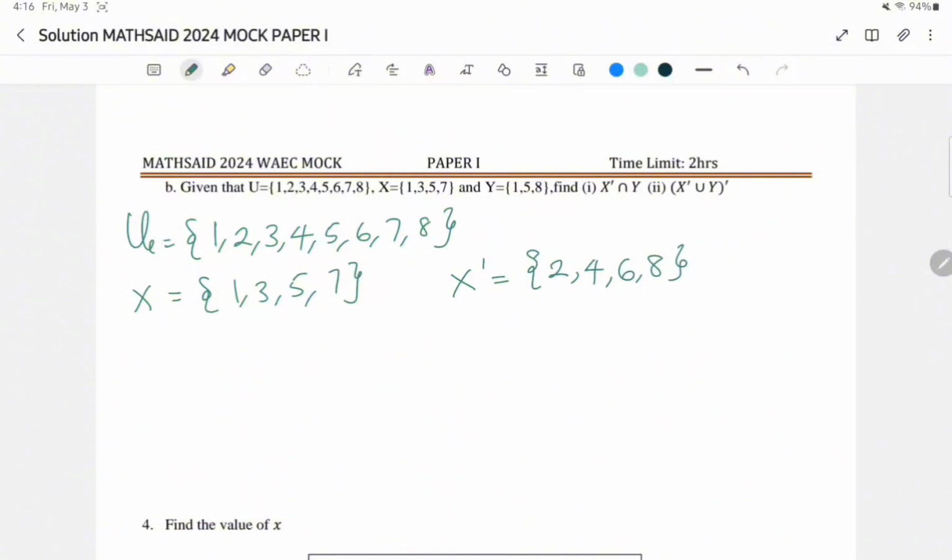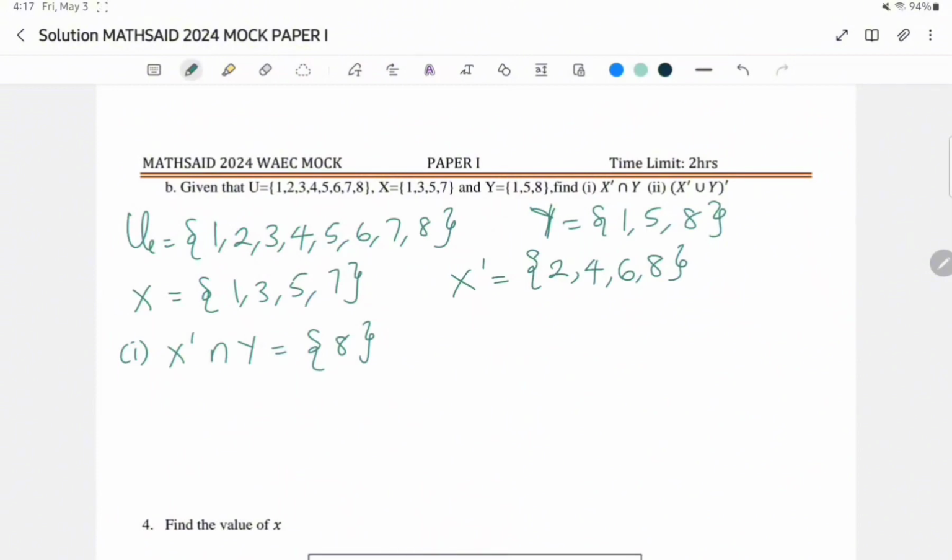So the first part of the question, X complement intersection Y, is going to be, well, Y is 1, 5, and 8. So what do these expressions have in common? This expression right here, as well as this expression right here, what do they have in common? It is simply just 8. That means X complement intersection Y is 8.